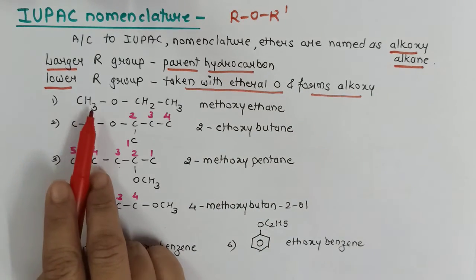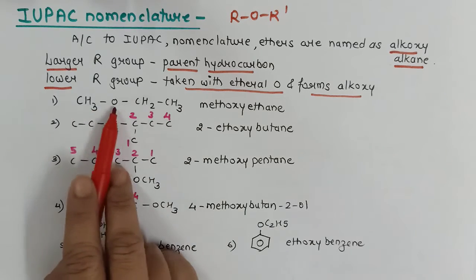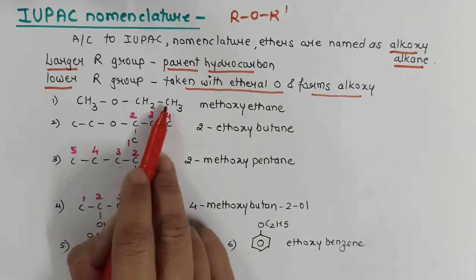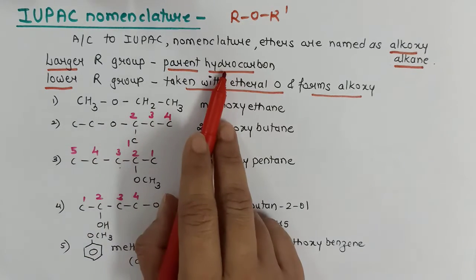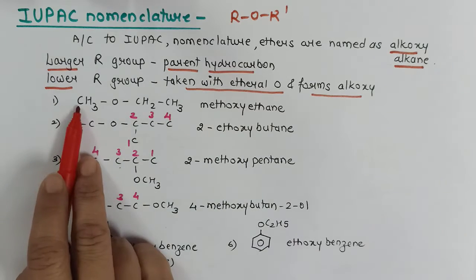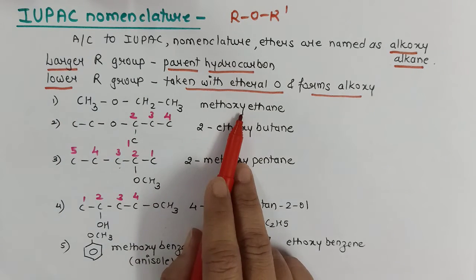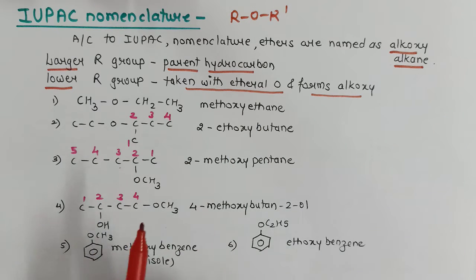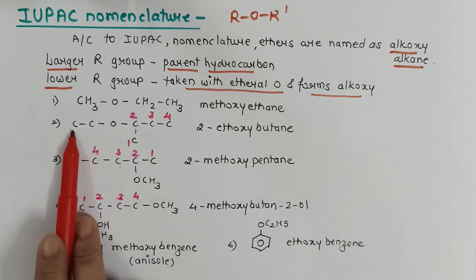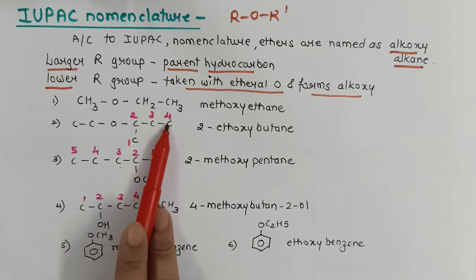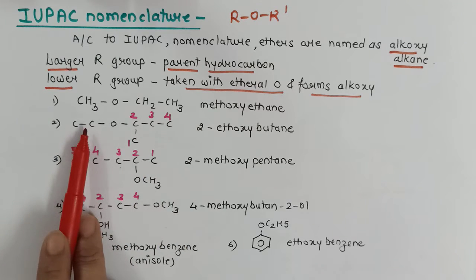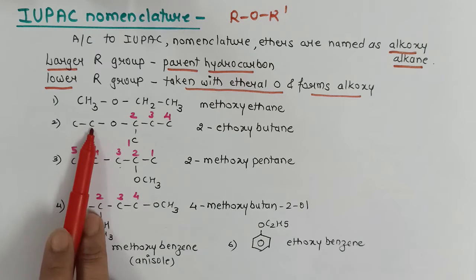For example, this one, CH3OCH2CH3. Now, this alkyl group, which is ethyl, will be taken as parent hydrocarbon and this will be taken as alkoxy, and therefore the name becomes methoxyethane. It can also be labeled as 1-methoxyethane. Now the second one, in this case, this 4 carbon atom, being the larger alkyl group, will be taken as a parent hydrocarbon, and this ethyl group will be taken as alkoxy, or I will say ethoxy.